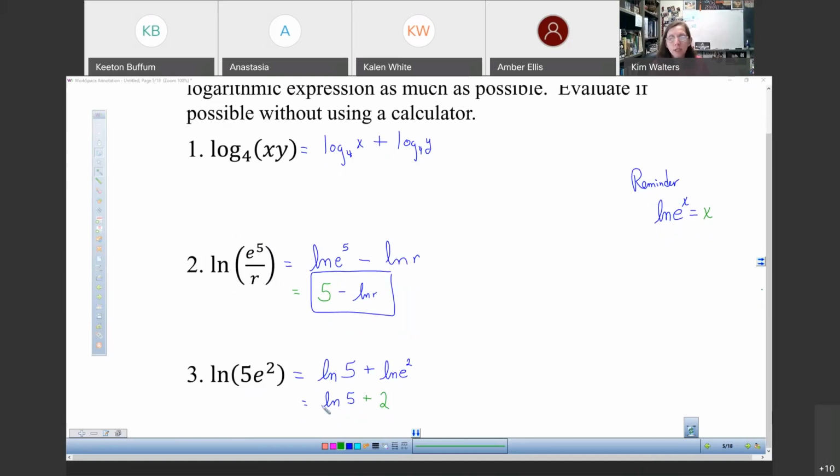Okay. So the natural log of 5 is a number, and I could actually punch that into the calculator and get a value there. Okay. But in terms of simplifying it, my answer would be the natural log of 5 plus 2. You could also, if it makes it easier to see that, write this as 2 plus the natural log of 5, and that might keep you from feeling the need to add the 5 and the 2.